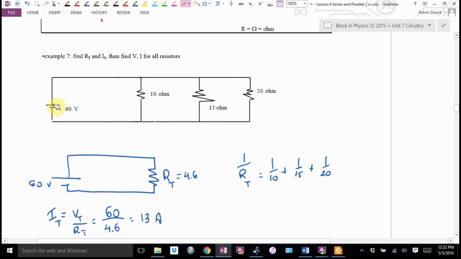How many amps are leaving right here? 13 amps, right, Clay? How many amps right here? 13. How many amps right here? 15. Here it splits up, and I don't know how yet. Okay, but it did say find R total, check. It did say find I total, check. Do I know how it's split up? Say no.